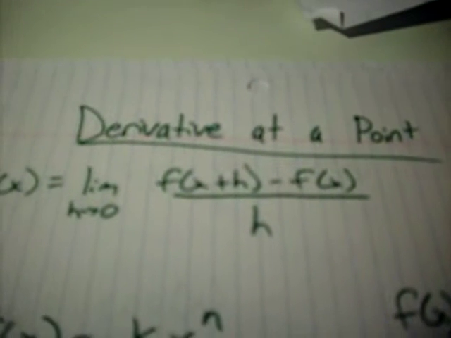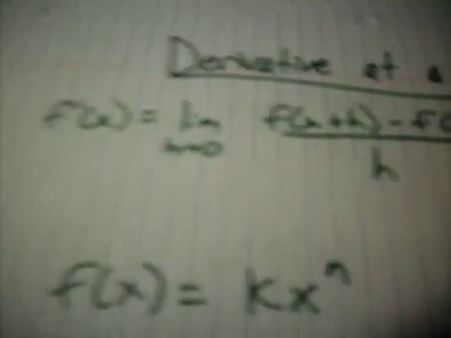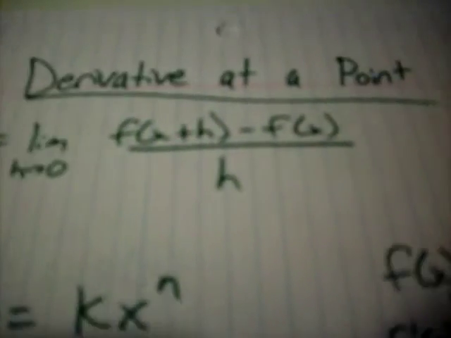The derivative at a point. F prime of x, which is the derivative, is equal to the limit as h approaches 0 of f of x plus h minus f of x over h. You know that.